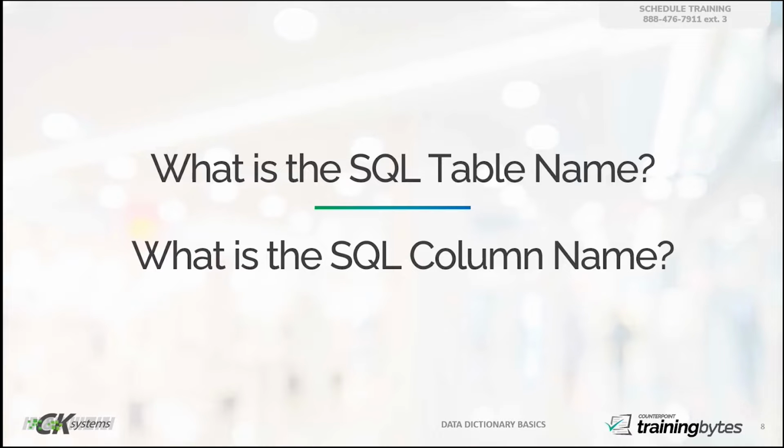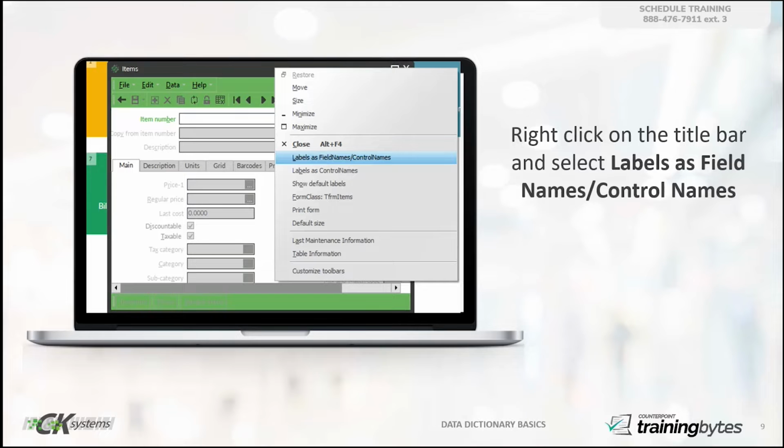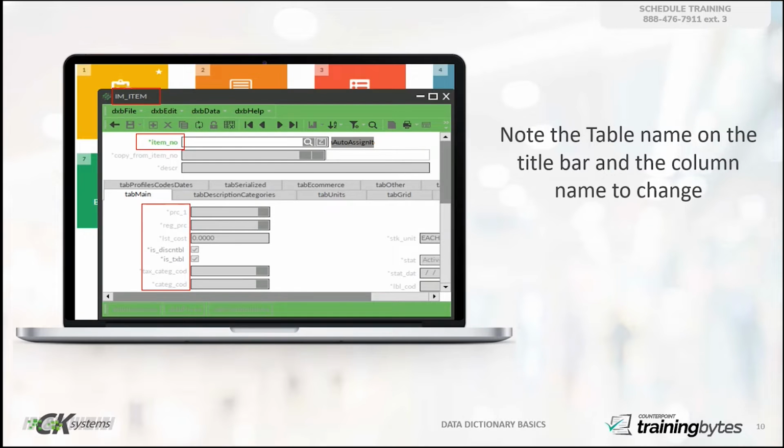So the two basic things you need to know to work in the data dictionary is the SQL table name and the SQL column name, which sounds all very intimidating, but it's really not. So if I go to any record, whether it's an item record or a customer record, and I right click on the title bar. Now the title bar is this black bar up here. So if you right click on it, you can select labels as field names, control names, and then Counterpoint will display what I call the SQL speak.